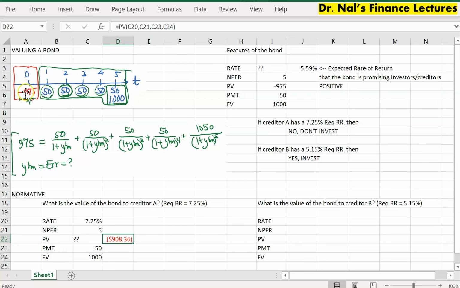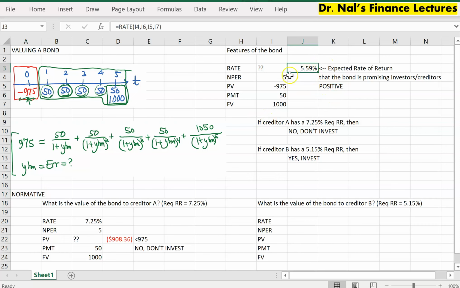Right now, the bond is selling at $975. As such, creditor A thinks it is overpriced. 908 is less than 975. So this is the current market price, right? As a result, no, don't invest. Do you see how we answered the same question from a different perspective? We call this the normative perspective, versus the previous one, which was a positive perspective.